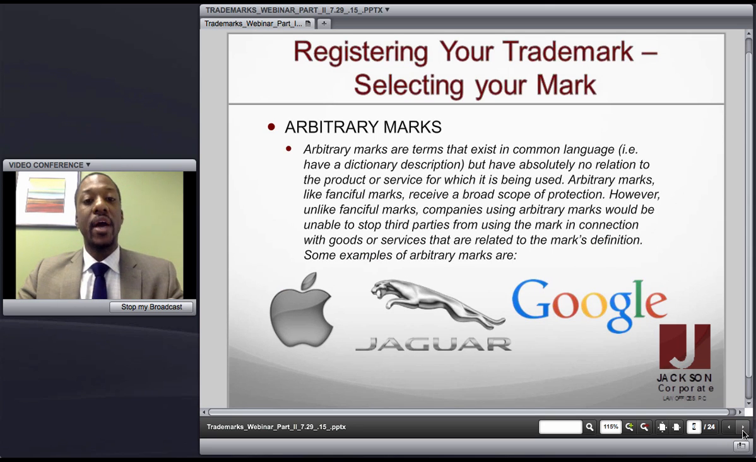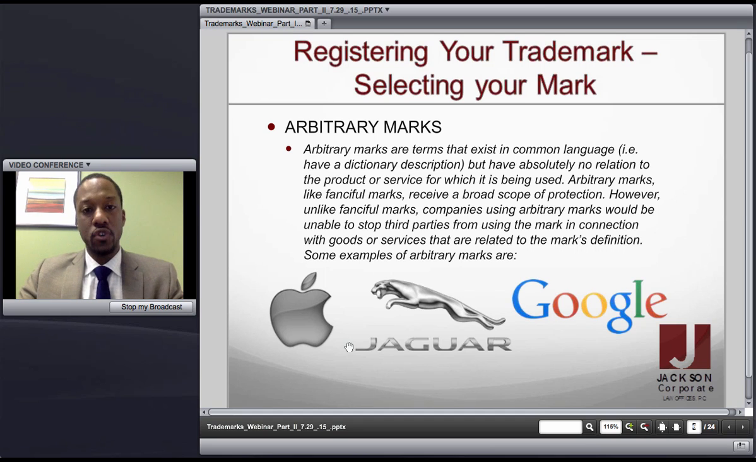Next down, you have arbitrary marks. Arbitrary marks are terms that already exist in common language, but they're used in a fashion that is different than their dictionary definition. Again, Apple for computers rather than fruit, Jaguar for cars rather than animals, and Google. These are words that have had their meanings morphed in order to fit a good or service of the company that is utilizing them.